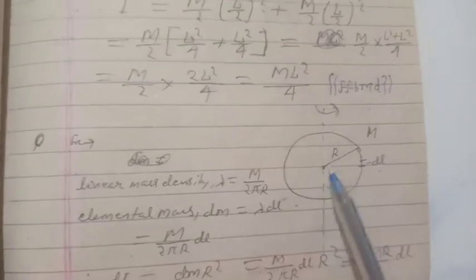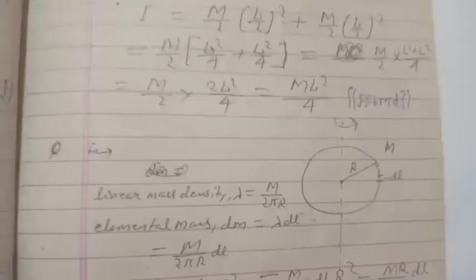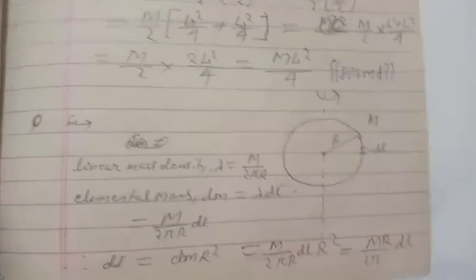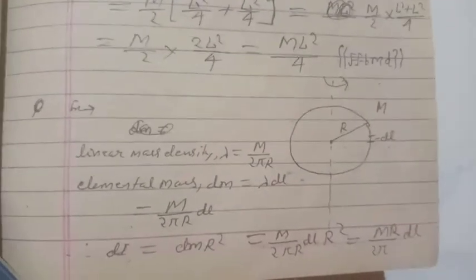Consider a ring of mass m rotating about an axis passing through the plane from the center of the ring. Then what will be its moment of inertia? We have to calculate the moment of inertia.